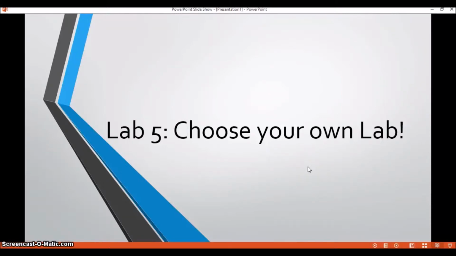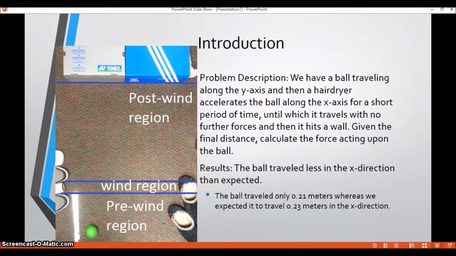Hi, this is the fifth lab, which is your choose your own lab, and I decided to do my lab on 2D projectile motion since we haven't covered it in class yet. So, what this problem consists of is a ball rolling down the y-axis until it hits the wind region, which is a hairdryer blowing the ball perpendicularly for a short period of time.